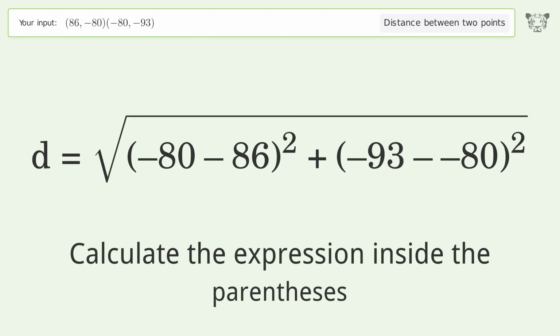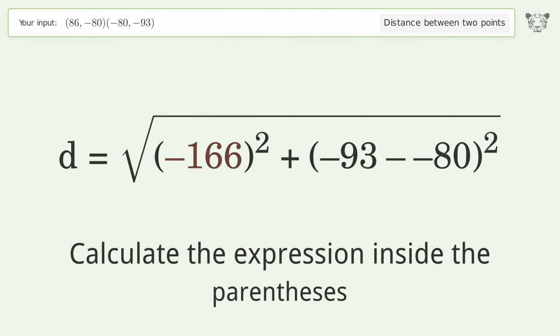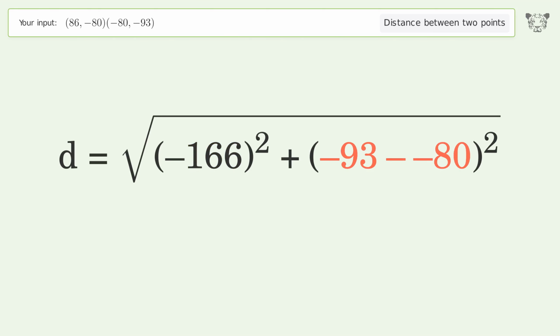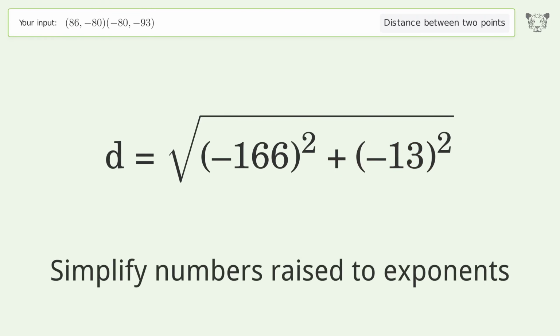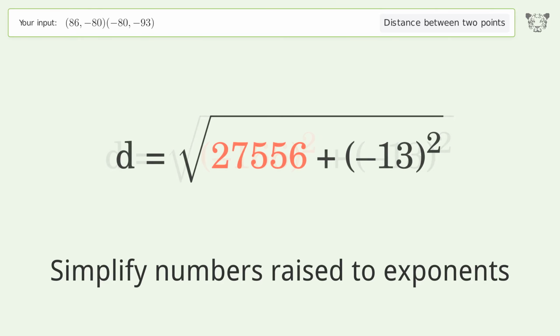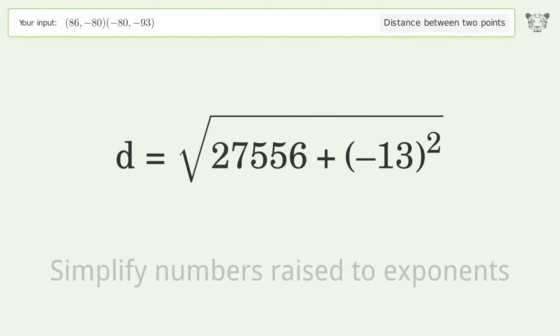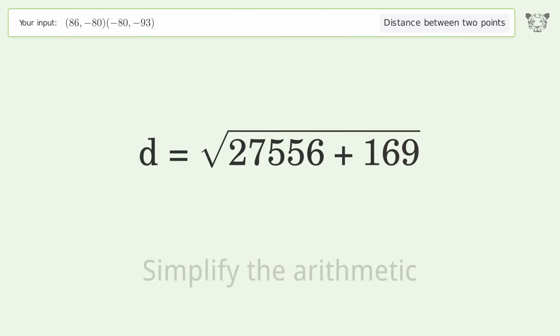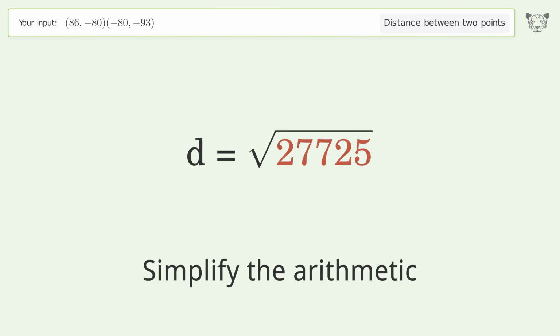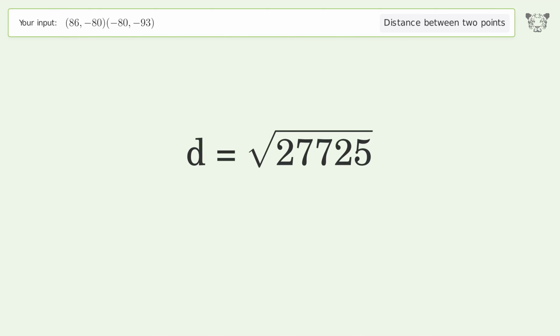Calculate the expression inside the parentheses. Simplify numbers raised to exponents. Simplify the arithmetic. And so the distance between the 2 points is the square root of 27,725 or 166.508.